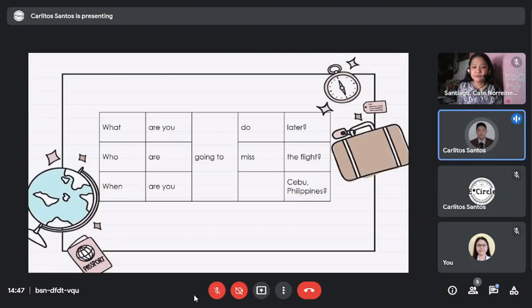When are you going to Cebu, Philippines? Thank you. Okay, so I hope everything is clear enough.